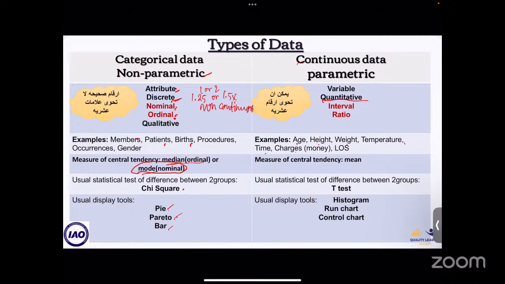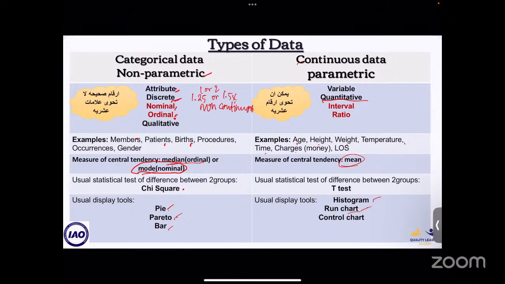In measuring the central tendency of continuous parametric data, the mean is the most appropriate measure because it takes into account all values in the data set. And how do we display this? By using the histogram to show the frequency distribution of data, for example, the weight of patients. We also have the run chart to track trends over time, for example, the daily patient admissions.